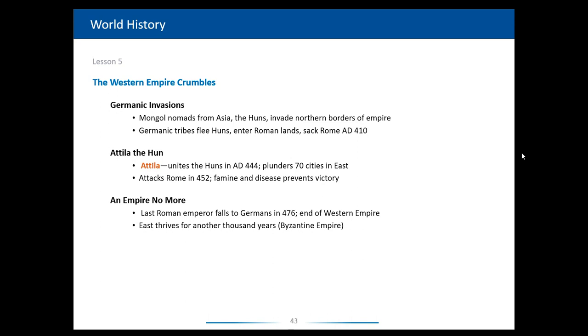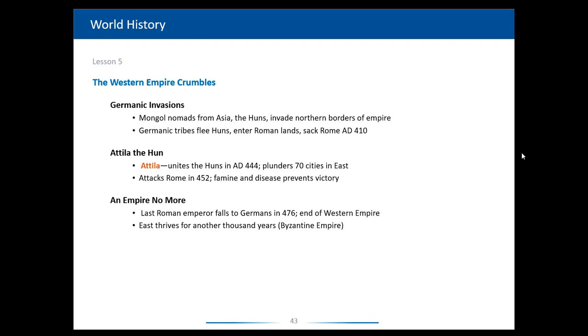Attila the Hun is very important in this section when we talk about the Huns and the Mongols. Attila unites the Huns in AD 444. He plunders 70 cities in the east and he attacks Rome in 452 AD. Famine and disease prevents his overall victory.